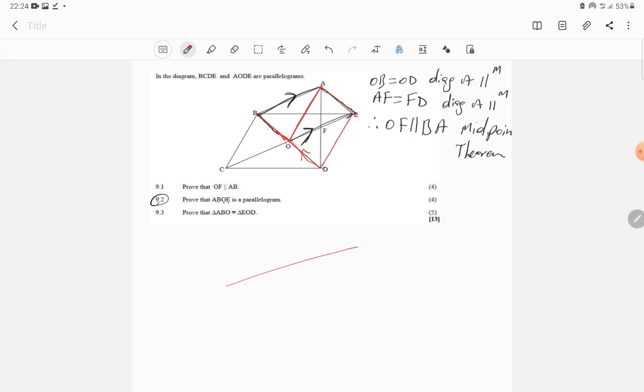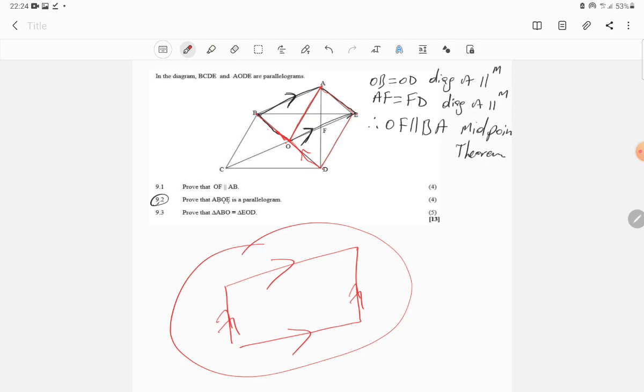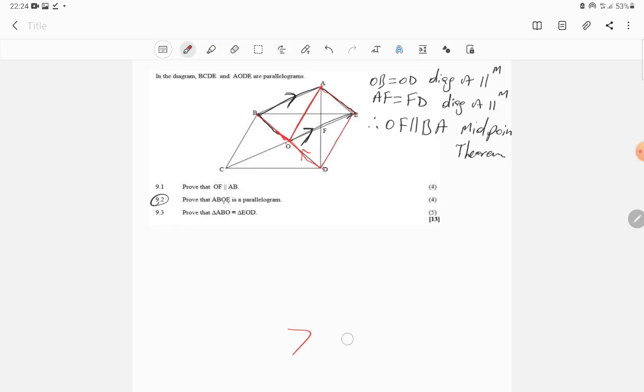Once there are two pairs, let's say we are having this one, once this side is parallel to this one and this one is parallel to the other one, then this quadrilateral becomes a parallelogram because of that. So that's one theorem that we need to note about parallelograms. The fact that this side is parallel to this one and this one is parallel to this one, therefore this quadrilateral is now a parallelogram.